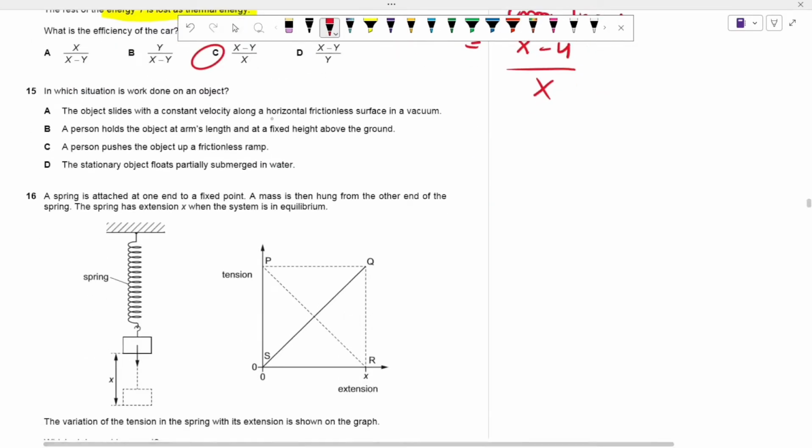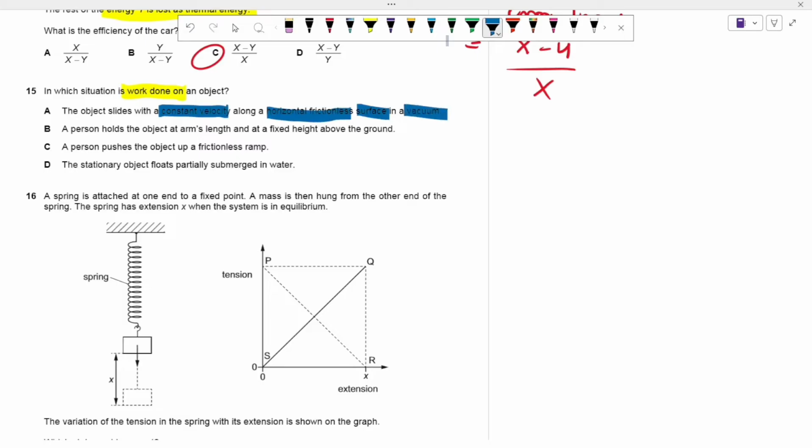In which situation is work done on an object? So we want to do work on that object. If you look at 15a, the object slides with a constant velocity, with particular emphasis on constant velocity, along a horizontal frictionless surface in a vacuum, right?